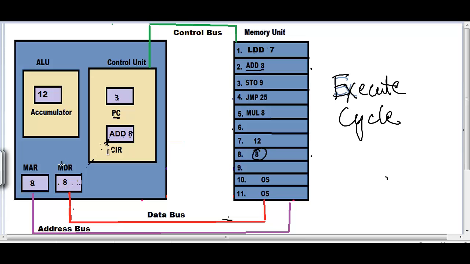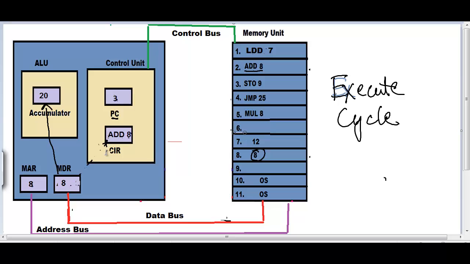So this value is transferred to the ALU, and the ALU is going to add this value to the already existing value in the accumulator, and the result is saved into the accumulator. At this stage, the execution of the add 8 cycle is complete. So we've completed the execute cycle.